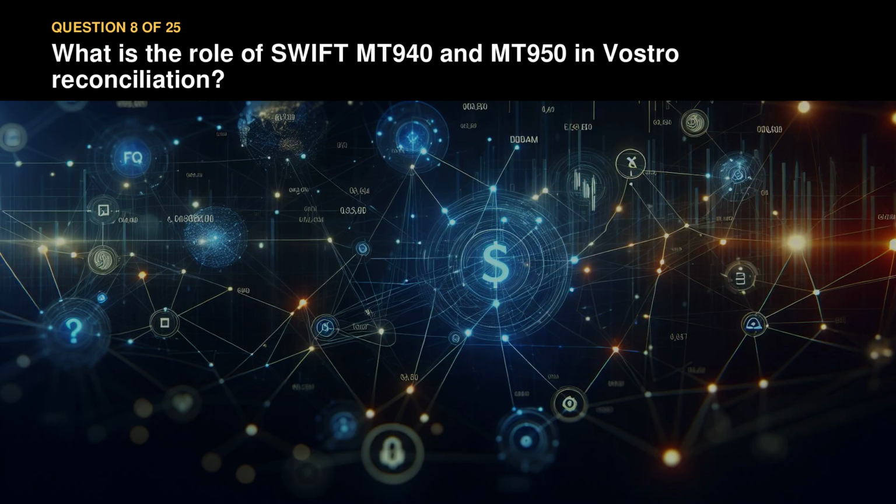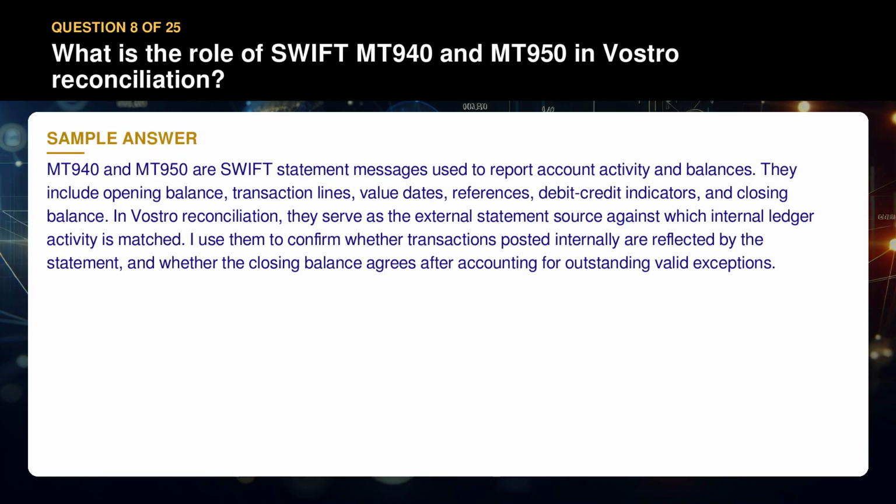Question 8. What is the role of SWIFT MT940 and MT950 in Vostro Reconciliation? MT940 and MT950 are SWIFT statement messages used to report account activity and balances. They include opening balance, transaction lines, value dates, references, debit-credit indicators, and closing balance. In Vostro Reconciliation, they serve as the external statement source against which internal ledger activity is matched.